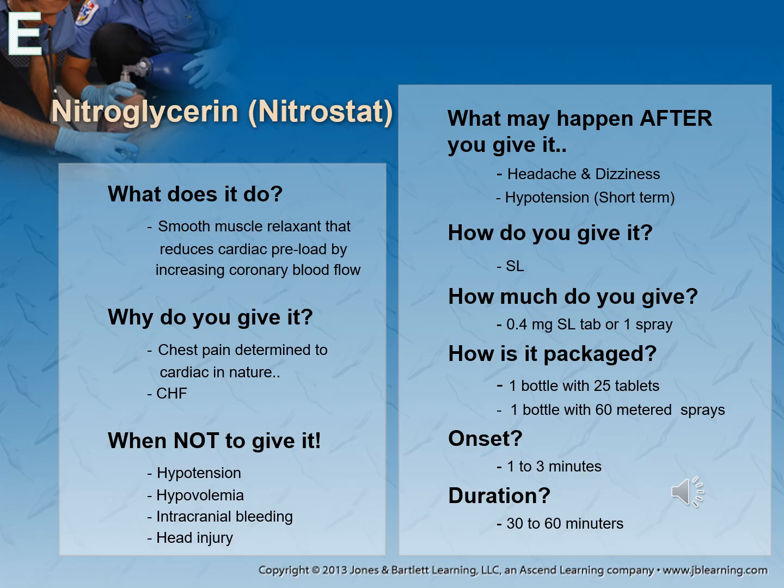Also, it's important to make sure that we obtain a 12 lead before giving nitro to make sure they're not having an inferior wall MI or a posterior or right-sided MI, because those are preload issues, meaning there's not enough fluid in the tank. So these folks need to get IV fluids in conjunction with their nitrate. So we give it when we think there's chest pain in nature that's not getting any better.